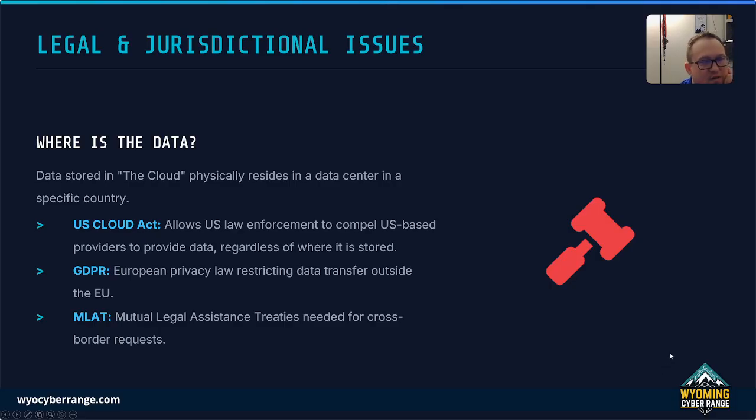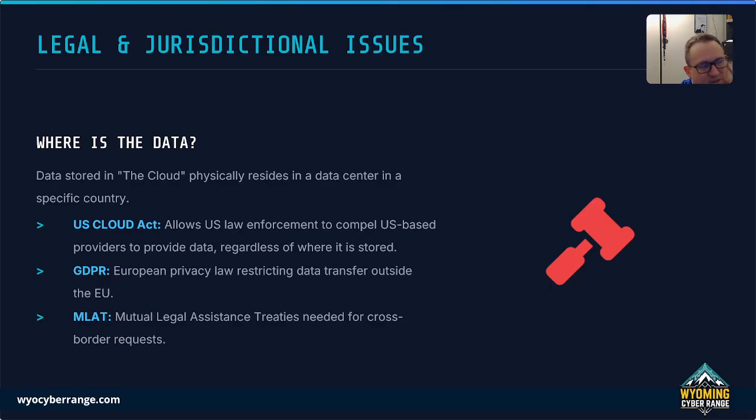Now, we're also going to fall into some major legal and judicial issues. Remember data sovereignty. Data stored in the cloud actually resides in a physical data center somewhere in the world, so we have to think about where that data lives. There are a couple of laws we have to know about. The first is the U.S. CLOUD Act, which allows U.S. law enforcement to compel U.S.-based cloud providers to turn over data, regardless of what country the server is physically located in. And be aware it says compel. It doesn't actually mean they have to.